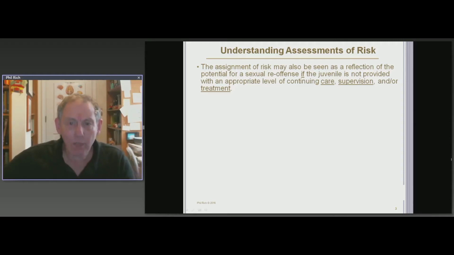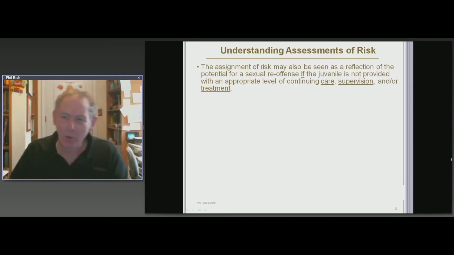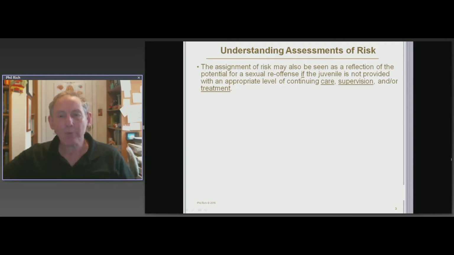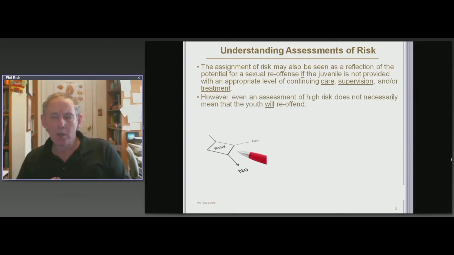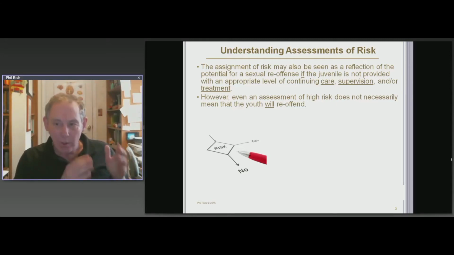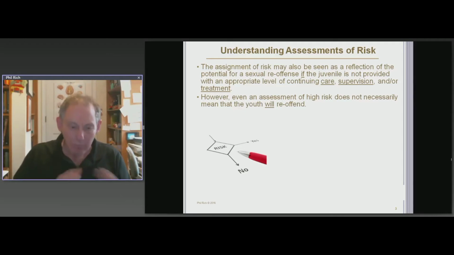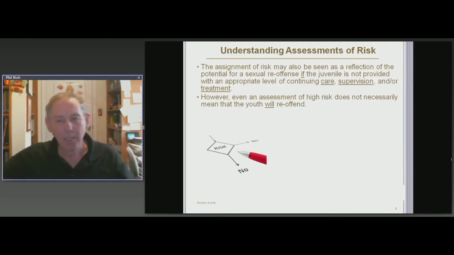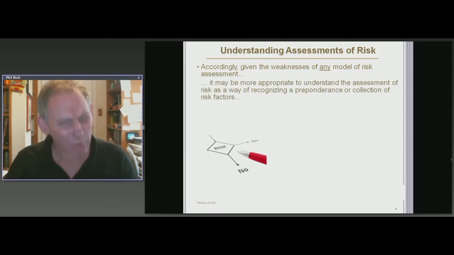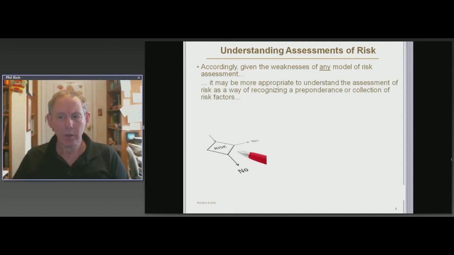We can also think about risk for the potential that young person, or adult for that matter, isn't provided with the sort of care, the supervision, the level of treatment that they need. So we're really talking about risk if things remain unchanged. And even then, an assessment of high risk, we'll come back and talk about that a little bit as we go through the next 30 minutes or so. An assessment of high risk doesn't necessarily mean that that young person is going to reoffend. All of these risk models have weaknesses. The best has weaknesses, and we'll talk very briefly about that as we go through the next 30 minutes or so.